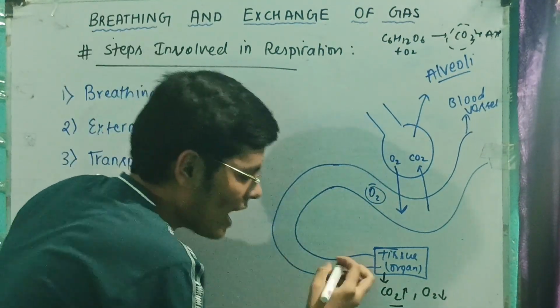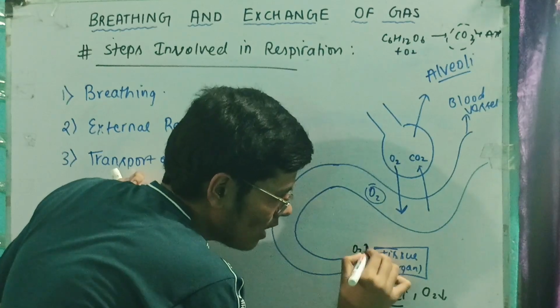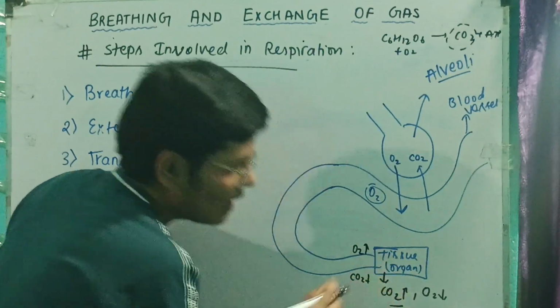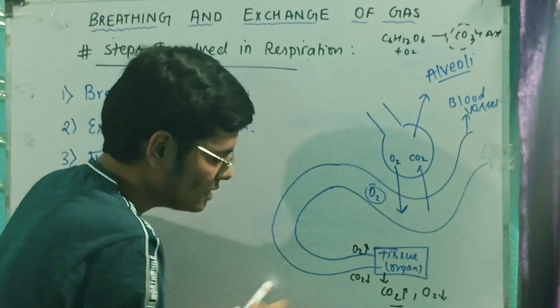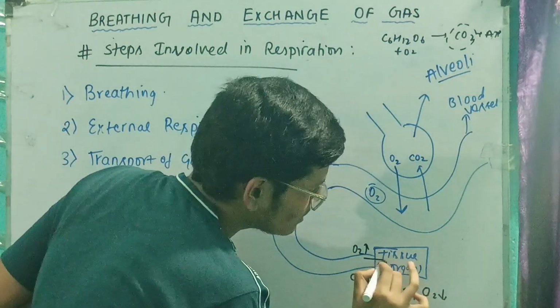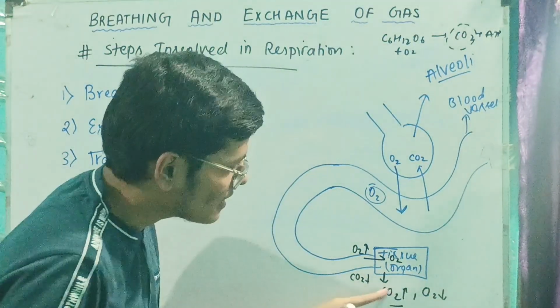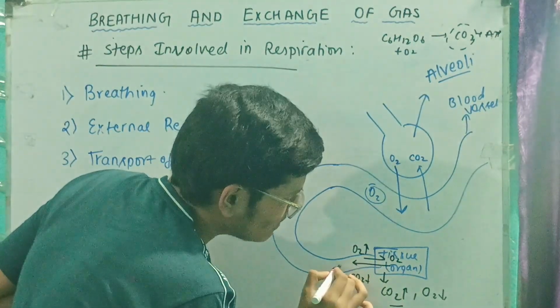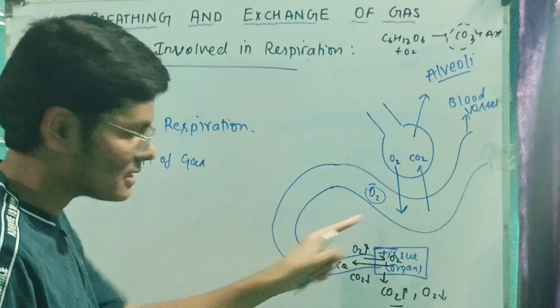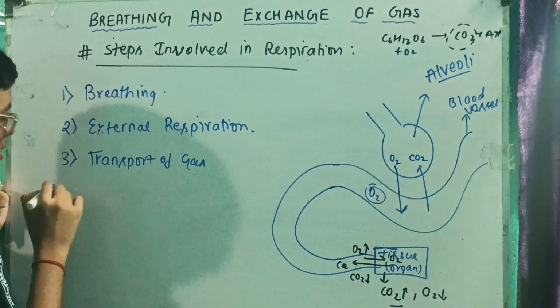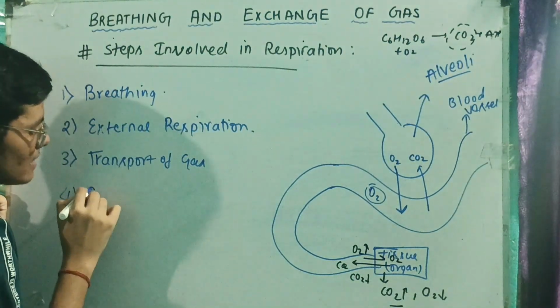Now this blood vessel has more oxygen and less carbon dioxide. Again here the pressure gradient is created. More oxygen, less oxygen. So oxygen moves from blood vessel to tissues and carbon dioxide moves from tissues to blood vessel. This is the transport of gas, and the fourth process is internal respiration.